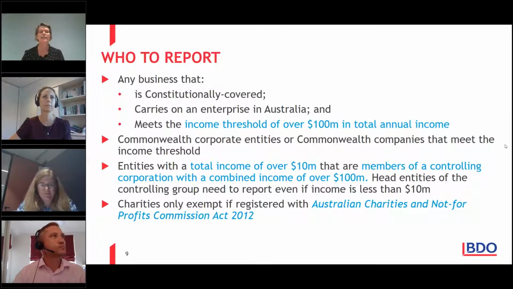Charities are exempt, but only if they're registered with the Australian Charities and Not-for-Profits Commission Act 2012. So it's important to note that we've had some clients that have thought they've fallen outside the system because they're a charity, but then on further investigation, they weren't actually registered under that act. And so they're caught in this system as well and need to report. So you might see out there where it's saying that charities are exempt, but you will need to just confirm that they are registered before you can wholeheartedly say that you are exempt from that.